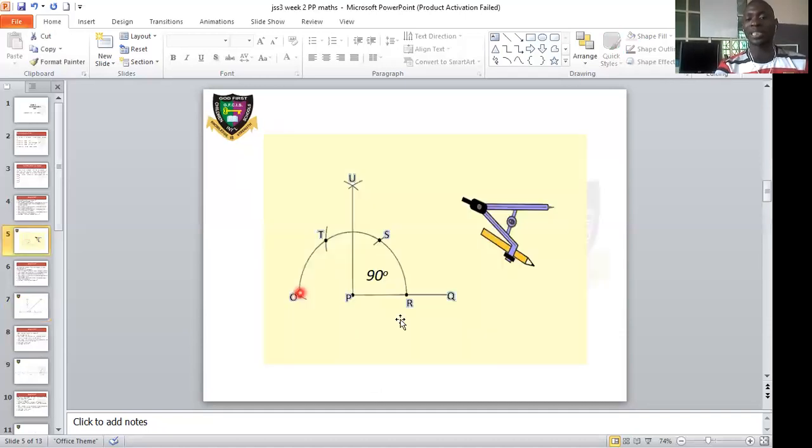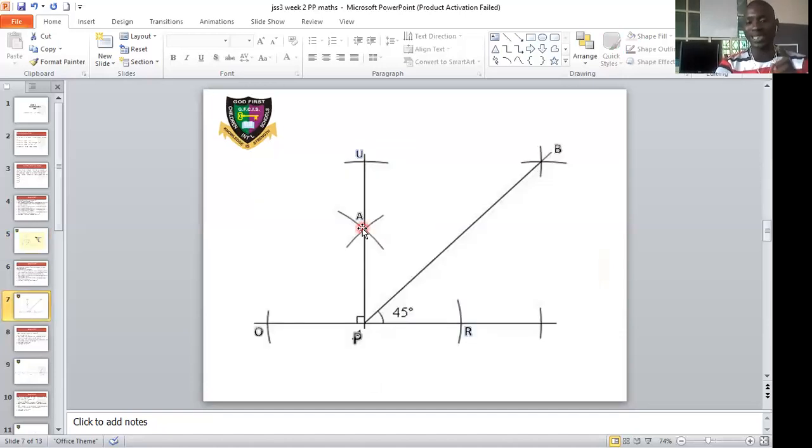Recall, this is how you drew angle 90 degrees, RSTO. This arc is shortened here, so we cut it out, but this point is labeled A. You place a point at that point of intersection of UP. Place your point of the compass there and draw an arc. You draw an arc like this. Then place the point of compass at R also, and draw an arc to cut the arc drawn from A. It gives you this.